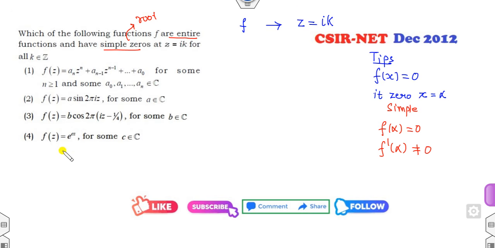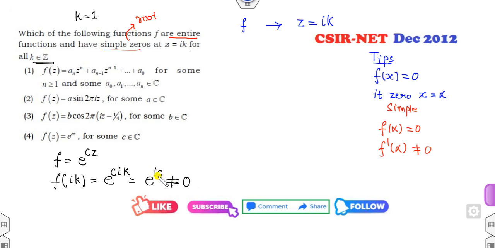Firstly, start from the fourth option. What is f? e raised to the power cz. What is f(ik)? e^(cik), where k is any integer. So I can choose k = 1, and it will be e raised to the power ic, which is non-zero for some k. It is not 0. That means the first property is not satisfied, so this option is cancelled.